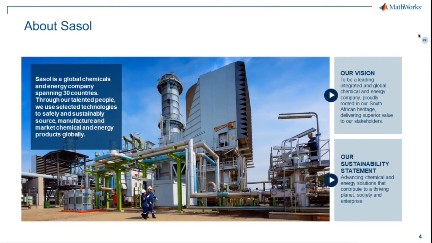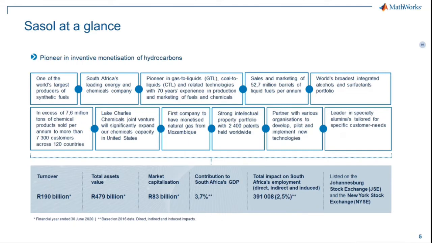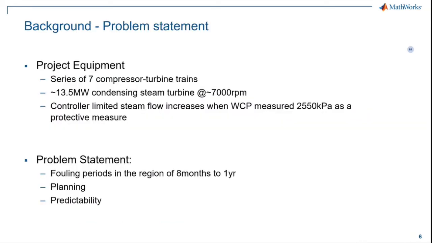So just to start off with, a little bit about Sasol. Sasol is a global chemicals and energy company. We have operations in 30 countries, and we are also one of the largest producers of synthetic fuels in the world. And we also have the world's broadest integrated alcohols and surfactants portfolio. I'm one of the rotating equipment engineers located at our Secunda facility, which is quite a large facility covering a geographical area of more or less about 20 square kilometers.